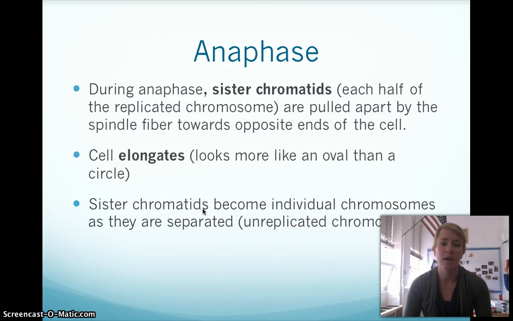Anaphase is the third step of mitosis. And now we're going to pull apart those sister chromatids. Remember, we have identical copies on each side, like this, and they're attached at the centromere. And the spindle fibers pull them apart, so now they're not attached anymore, and they're pulled to opposite ends of the cell. The cell begins to elongate, so it looks more like an oval than a circle, because we're pulling it apart. And this is the step where sister chromatids become individual chromosomes as they're separated.